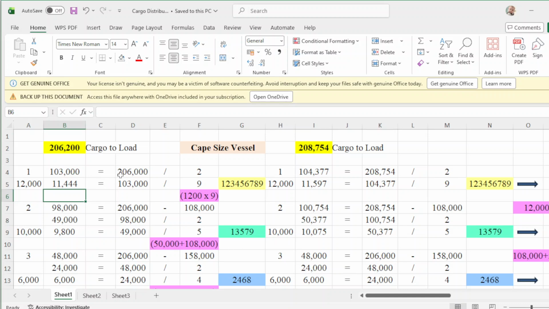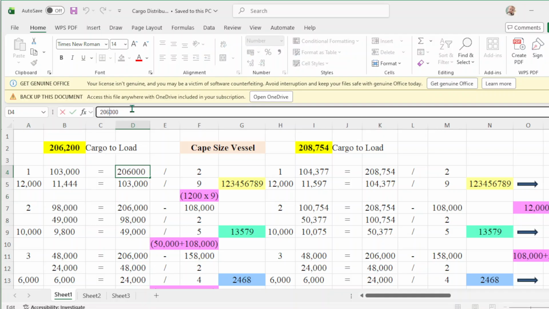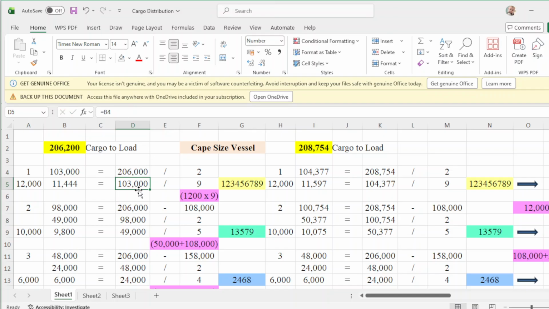So our total cargo is 206,200. I just regard this 200 just to make it a whole number. So 206,000 divided by 2, that will be 103,000.